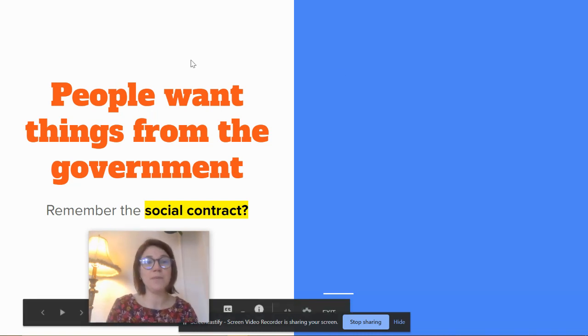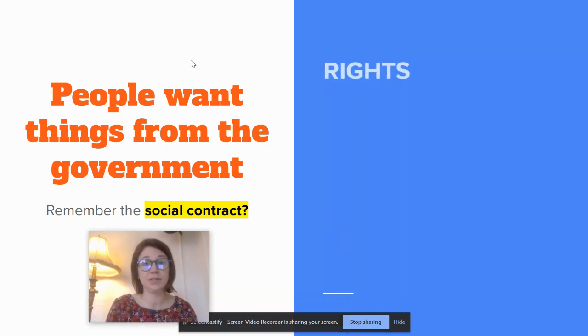So in terms of what people want from the government out of this contract, well, we want our rights protected, okay? Think about the unalienable rights, our life, liberty, and property. It goes beyond rights, though, right? Beyond the unalienable rights. If you think back to when we looked at the Bill of Rights, you know, our freedom of speech, our freedom of religion, the right to bear arms, the right to a speedy and fair trial. Okay, so people want our rights protected.